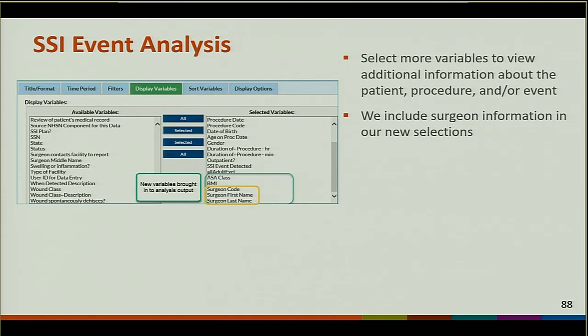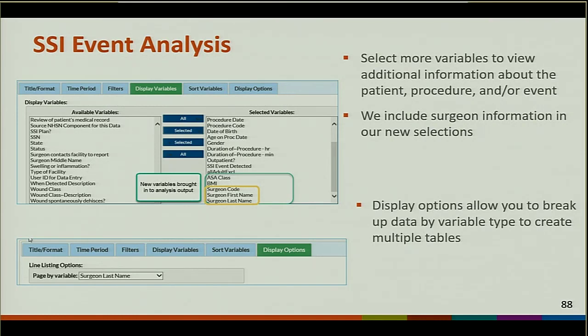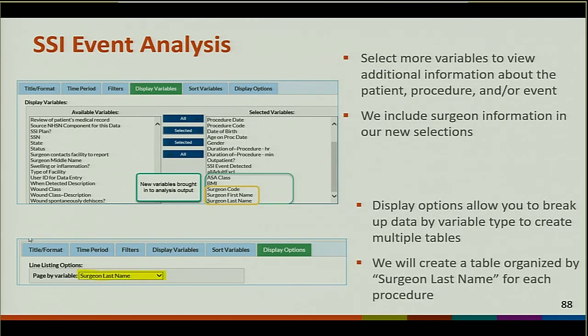Now remember, Henrietta had entered surgeon code information and surgeon's first and last name when she was entering procedure records earlier in this presentation. Display options allow you to break up data by variable type to create multiple tables. And by bringing in surgeon code, we can now display options by surgeon's last name. We will set surgeon's last name to the page by variable to ensure that we now have procedures organized by surgeon's last name and given a table for each surgeon.